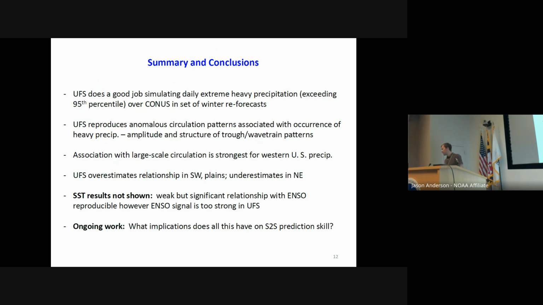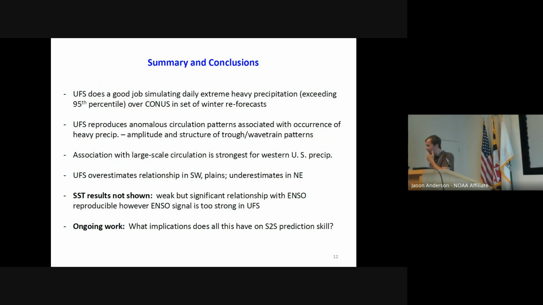Maybe this is covered and I missed it, but based on what you've shown, let's say you had to make a prediction for precipitation using the UFS right now, within 10 days or something. Would you recommend using the direct precip output from the UFS, or looking at the predicted 500 millibar height and then using logistic regression from the predicted heights to the extreme precip? Is it clear that one would be better than the other?